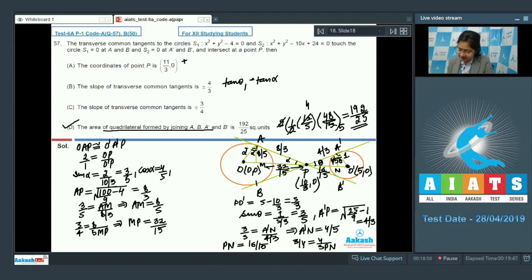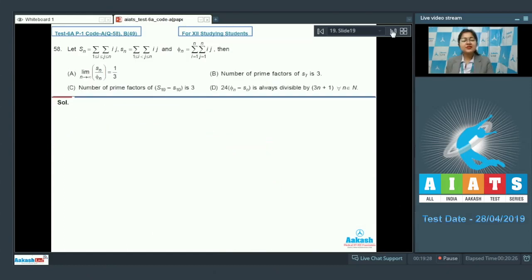Now the value of tan theta is 3 by 4 and the value of minus tan alpha is minus 3 by 4. So these are the slopes of the tangents that is given in option number C. So option number C is also correct. So the answer of this question will be option number C and D. Next, let's discuss question number 58.